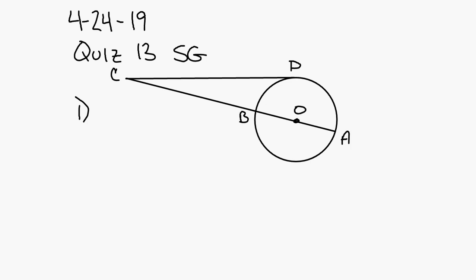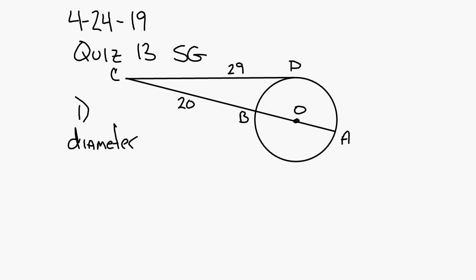And you're told that CD is tangent to circle O at D. Find the diameter of the circle for BC. B to C equals 20. D to C equals 29. Round to the nearest tenth. So they're asking for the diameter.